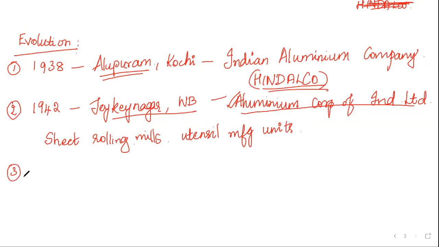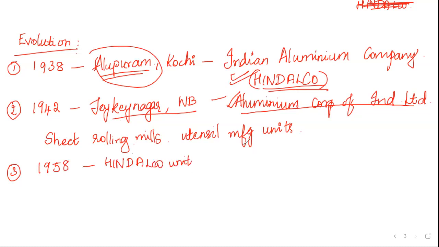Third important point is Hindalco. One factory was in Alupuram. The second important factory was in the year 1958. There were many other factories in between, but let's not worry about it. In 1958, another Hindalco unit was set up at Renukut in UP, and this was an integrated plant.